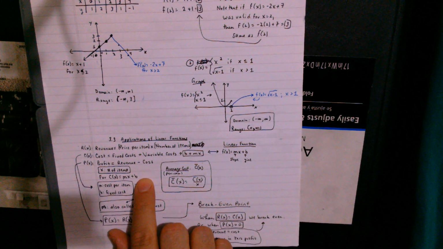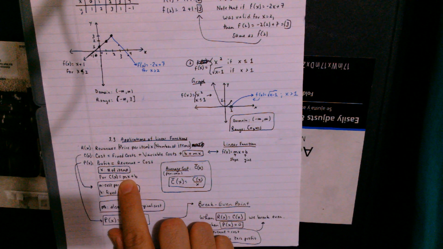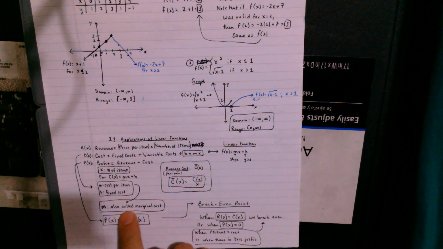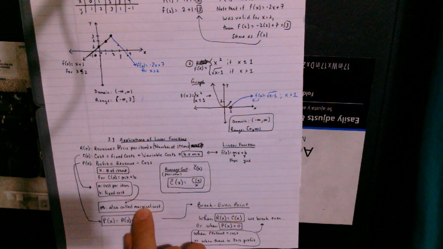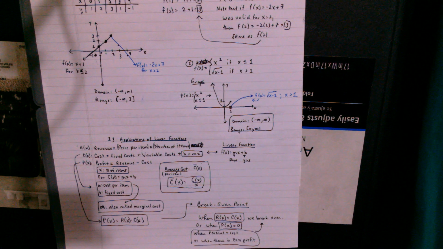So the b is a fixed cost, the mx is your variable cost, and the m is your slope, the cost per unit. And then m is also called marginal cost. It's the cost per item, so it's called marginal cost.